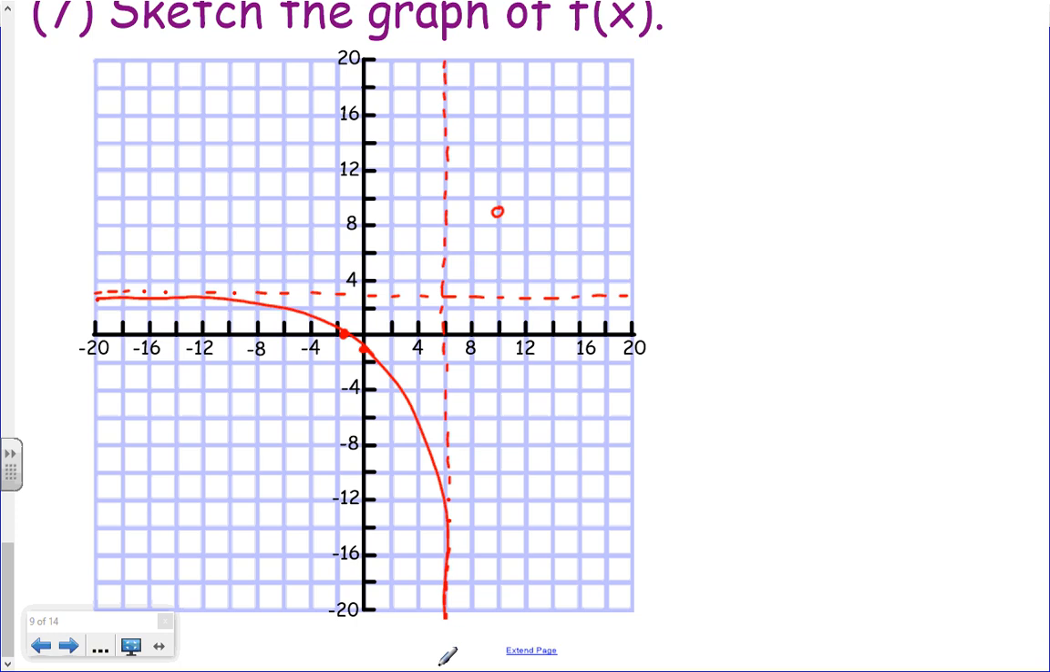And then over there on the right side, since I already have the hole indicated, I know that I must be sketching above the horizontal asymptote here. So I know where the hole is that I'm headed for, and then I've got to continue on towards a horizontal asymptote there on the right. So there's a pretty good sketch of what this function f of x must look like.